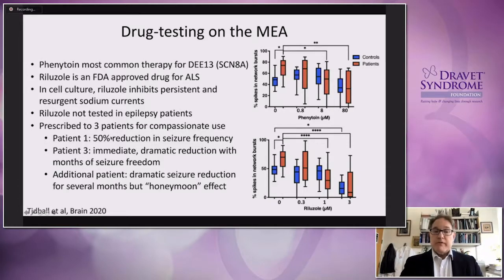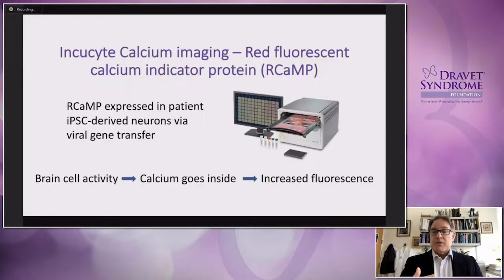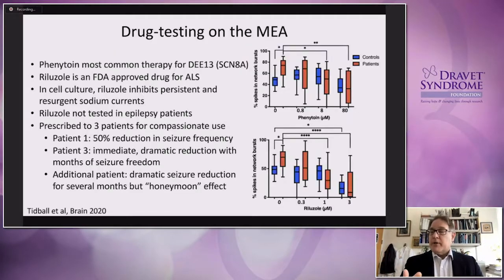One patient showed a 50% seizure reduction. A second patient had a dramatic reduction from multiple seizures per day to months of seizure freedom. And a third patient had a dramatic seizure reduction followed by a honeymoon effect, so where the seizures came back. So this is just preliminary data, but it suggests that this approach is useful for identifying precision therapies.